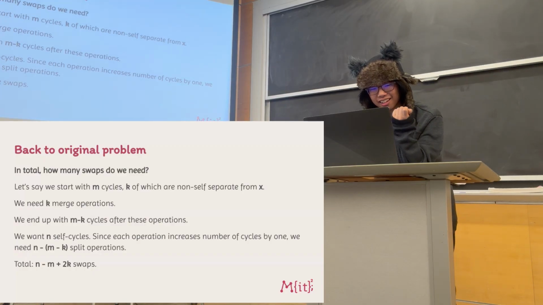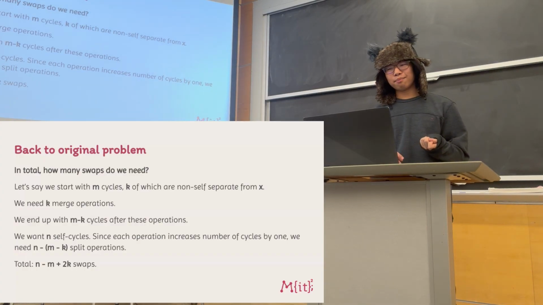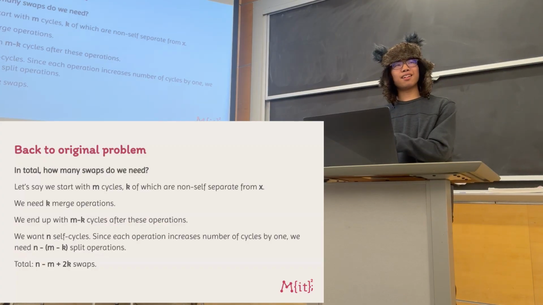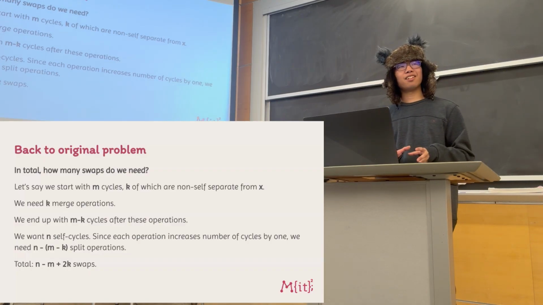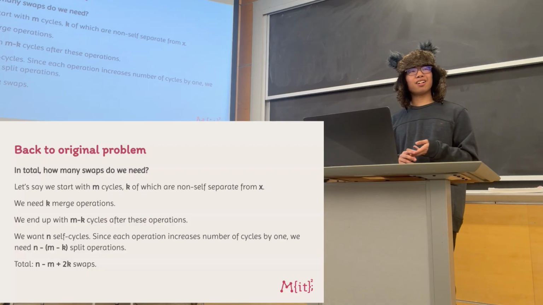The idea is that the k-merge operations are needed because for cycles that are not self cycles and are separate from x, you do need to merge them with x in order to do anything to the cycle, because x is the only element that can be swapped. And then after that, you just run the normal permutation sorting algorithm.